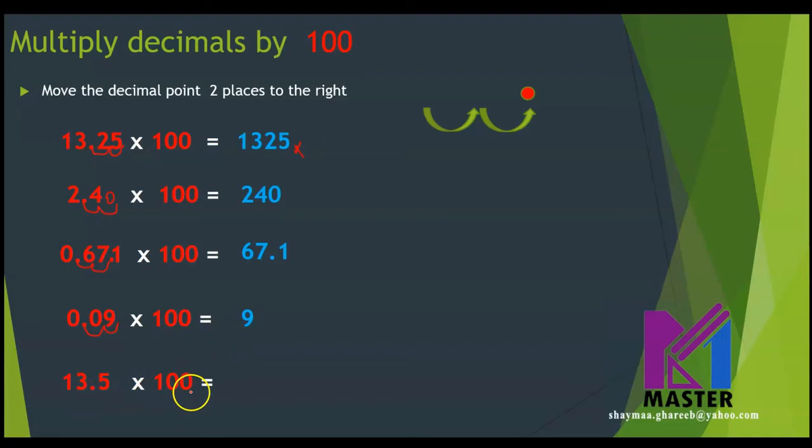13.5 times 100. I will move the decimal point to the right 2 places. I only have 1 place. So what should I do? I will add 1 0. And this 0, we said before, it will not change the value of the number. They are the same. 13.5 is same as 13.50. Okay, so now I can move the decimal point 2 places to the right. So the number will be 1,350.